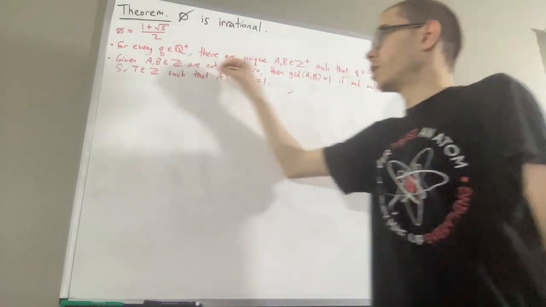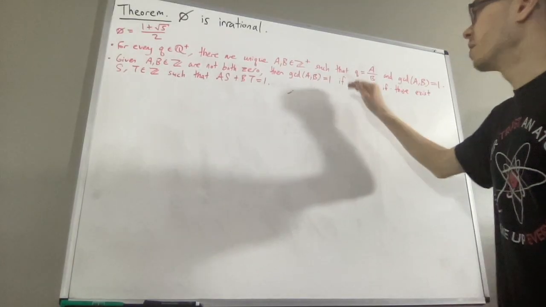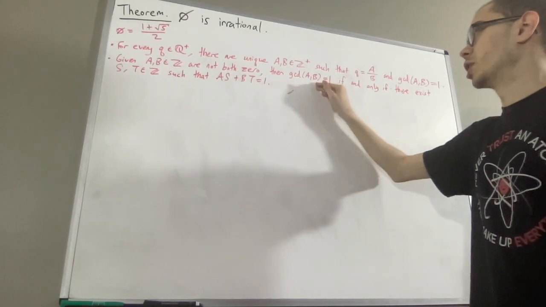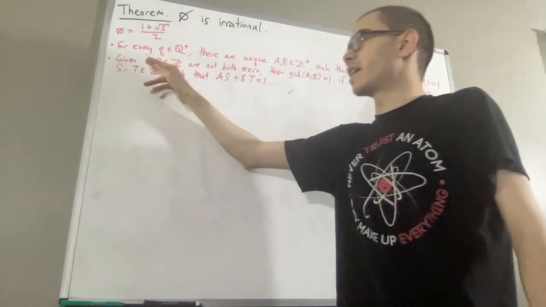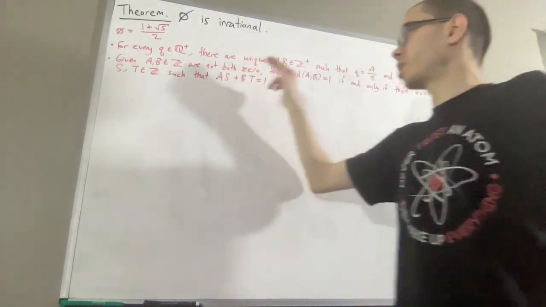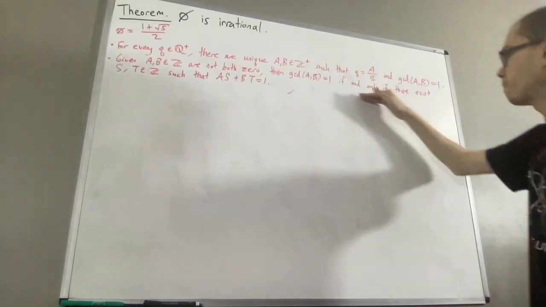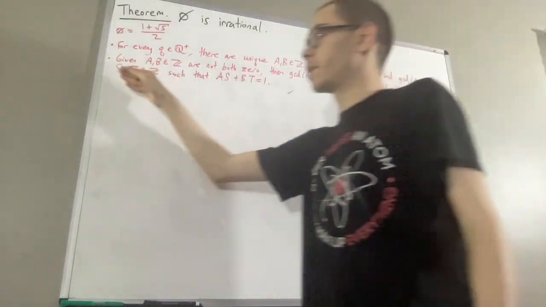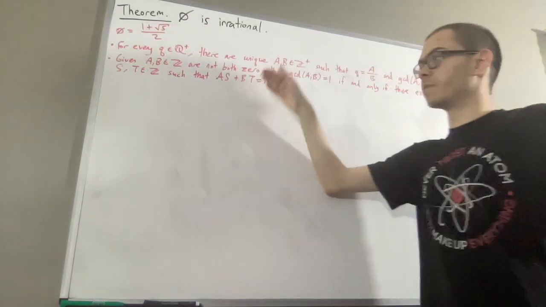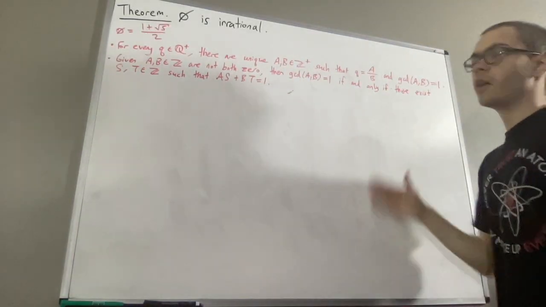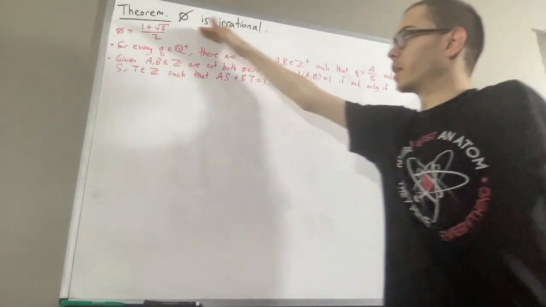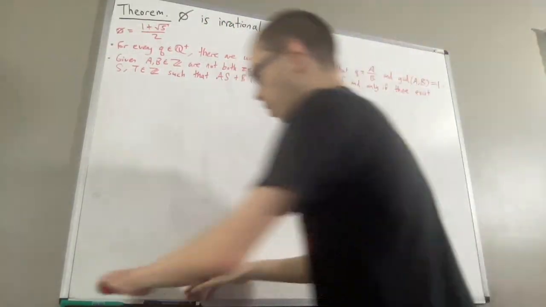Our second result describes what happens when the greatest common divisor of two integers is equal to 1. Given that a and b are integers that are not both 0, the greatest common divisor of a and b is equal to 1 if and only if there exists a pair of integers s and t such that as plus bt is equal to 1. Okay, so now let's get into proving that the golden ratio is irrational.